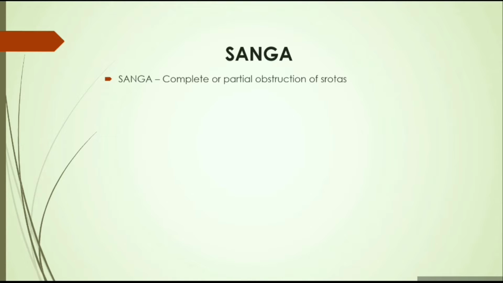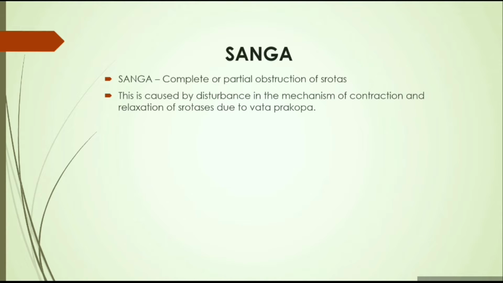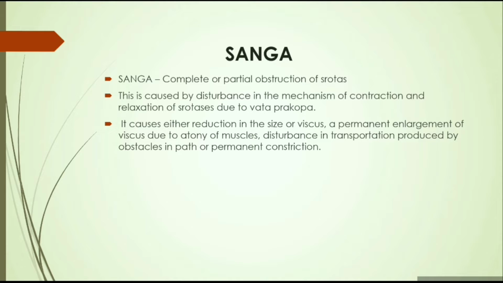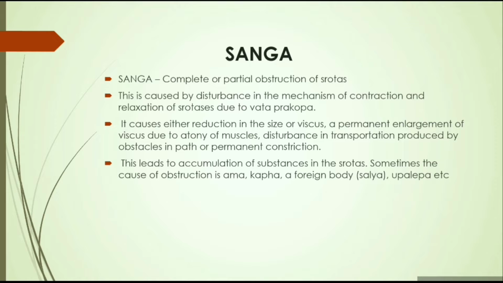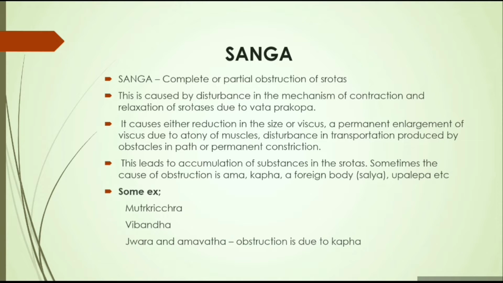Sanga is complete or partial obstruction of Shrotas. This is caused by disturbance in the mechanism of contraction and relaxation of Shrotas due to Vata Prakopa. It causes either reduction in size of viscous, a permanent enlargement of viscous due to atony of muscles, or disturbance in transportation produced by obstacles in path or permanent constriction. This leads to accumulation of substances in the Shrotas. Sometimes the cause of obstruction is ama, kapha, a foreign body, that is shalya, upalepa, etc. Examples of sanga are mutra kricha, vibhanda, jwara and amavadha.